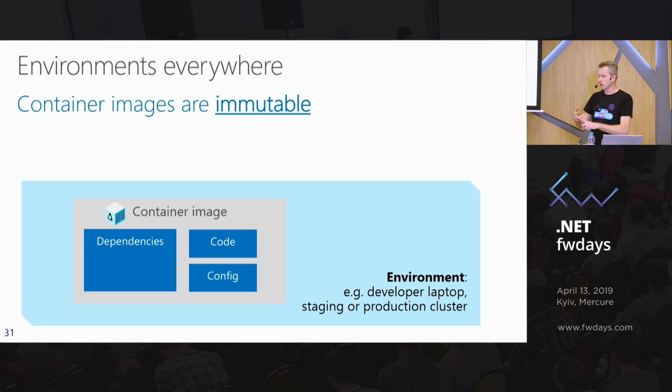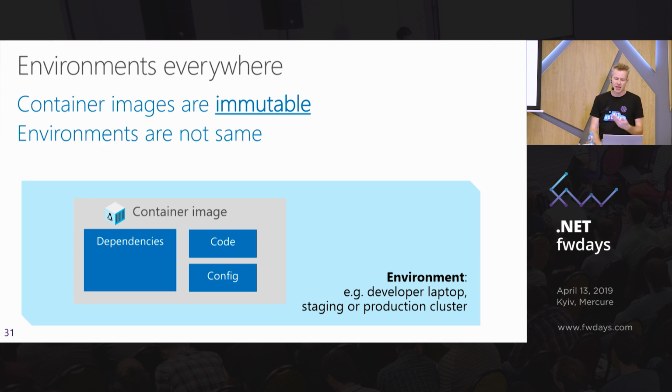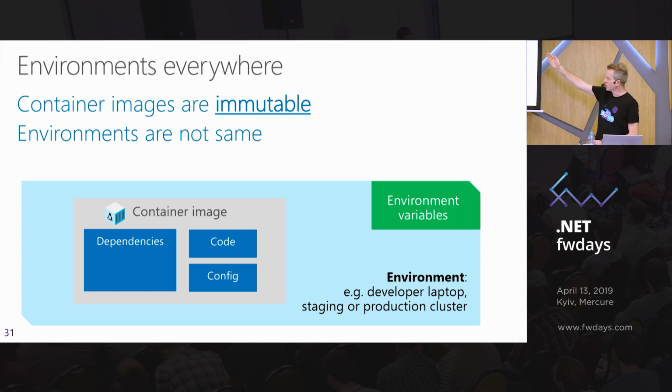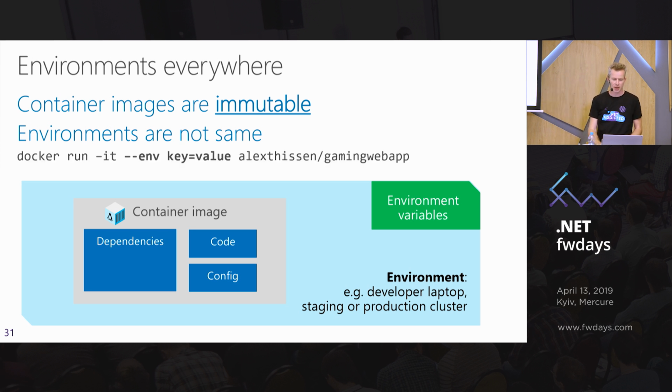Am I running in production? Am I running in development or acceptance? And take into account that the environment might change. And you should read part of your configuration, not just from the file, but also from environment variables. You would do it normally with Docker run, and then you specify your environment variables with key value pairs.